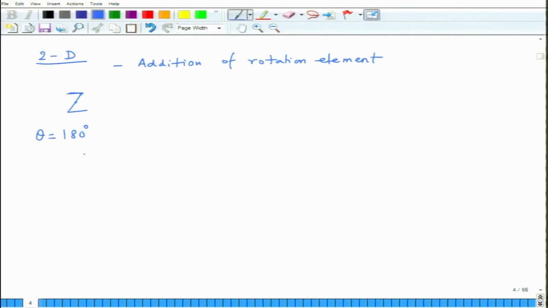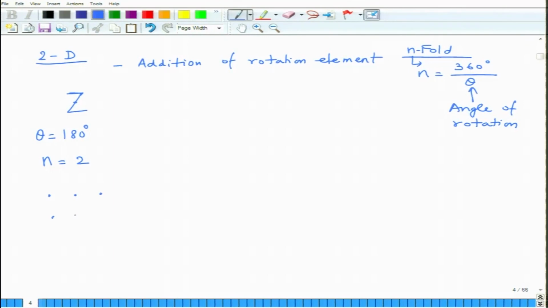Now in the case of rotational symmetry, we define this as n-fold symmetry. n is the number of folds of symmetry, and what is this n? n is basically 360 degrees divided by theta, the angle of rotation. So, in this case what will n be? It will be 2. Now, how can you make a 2D lattice out of this?